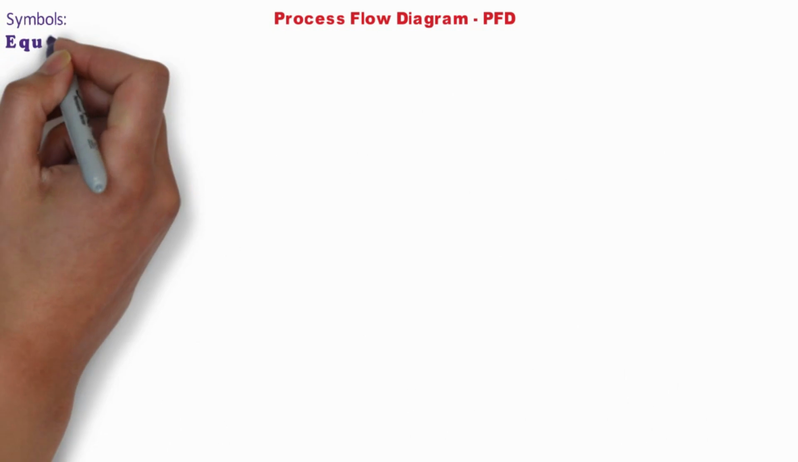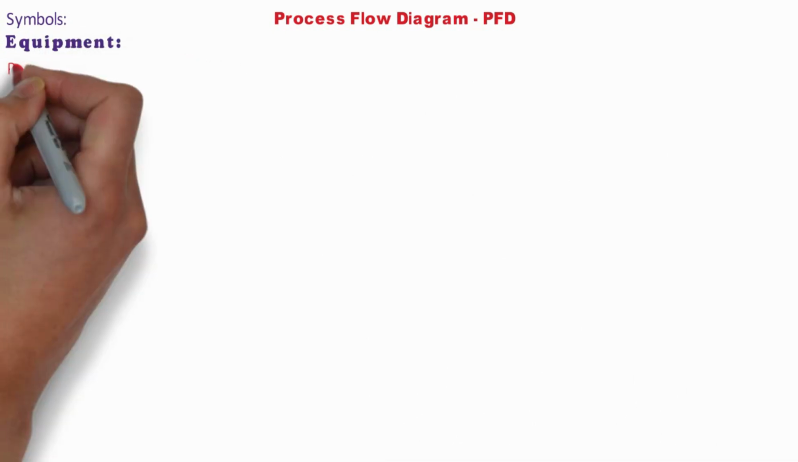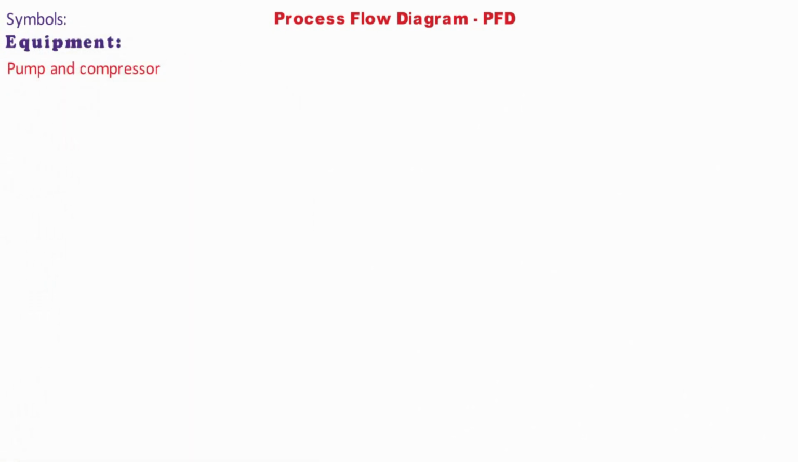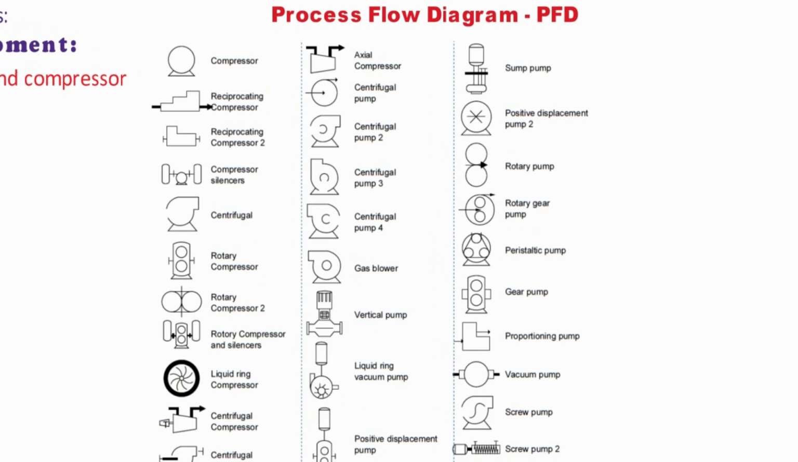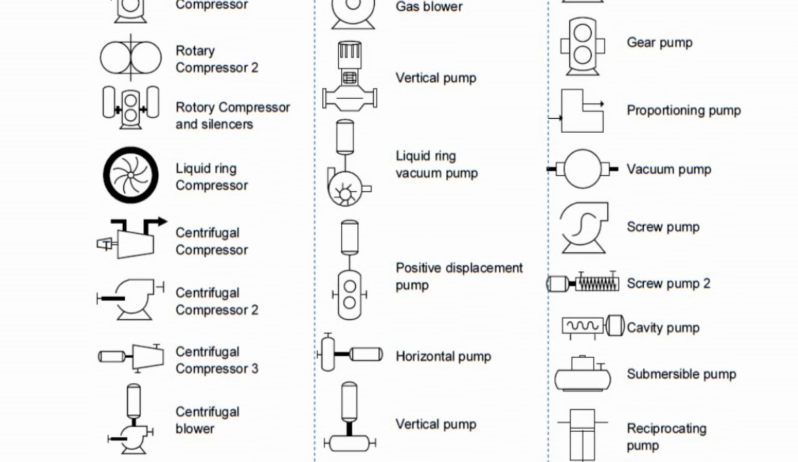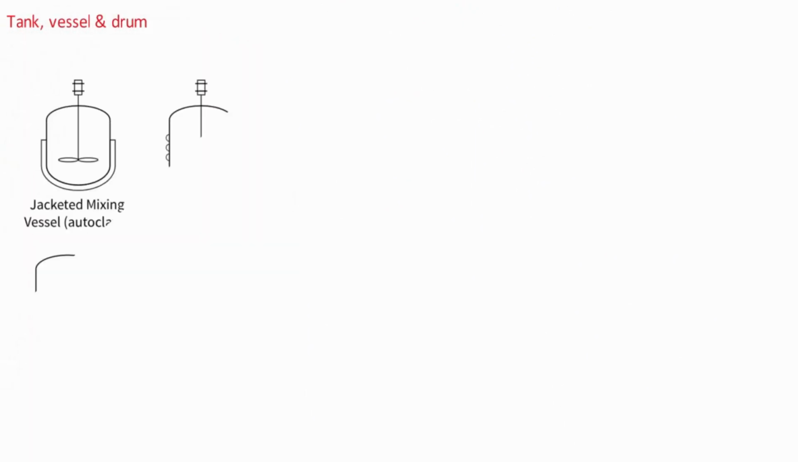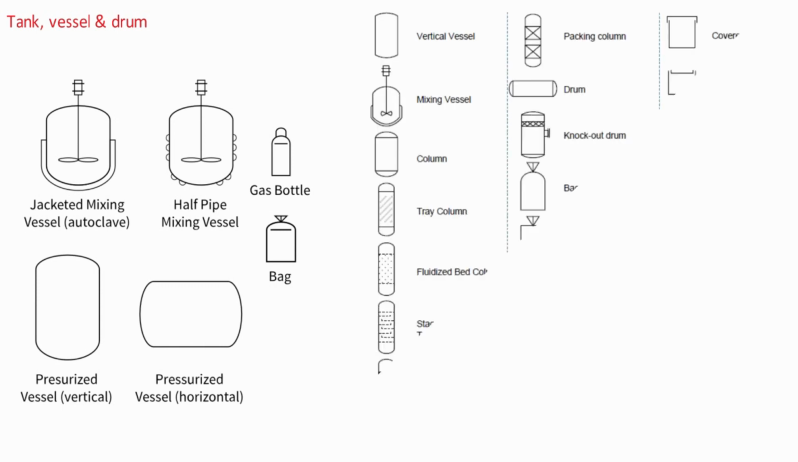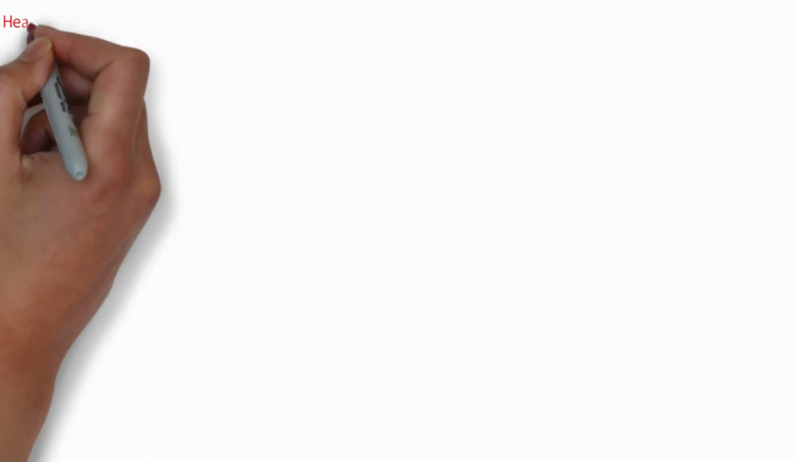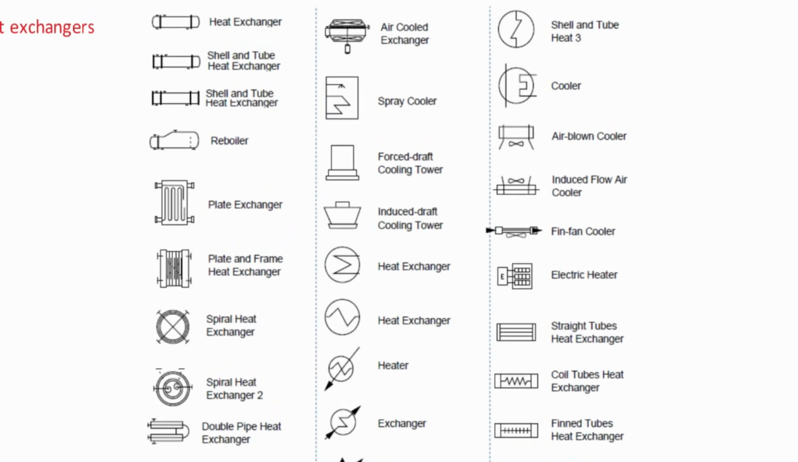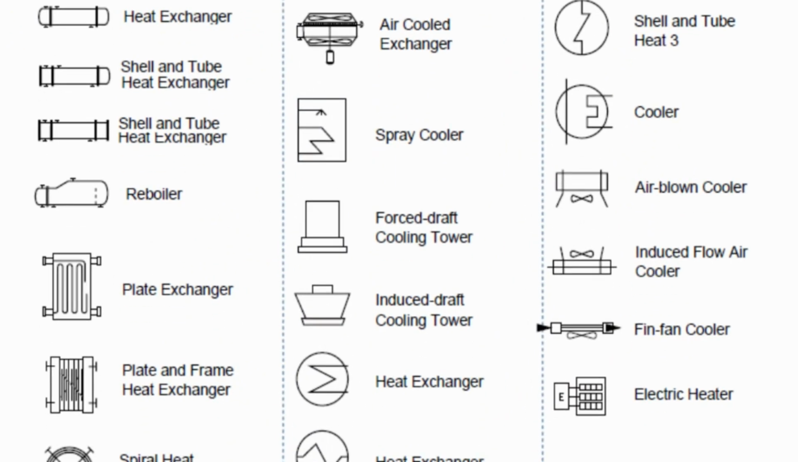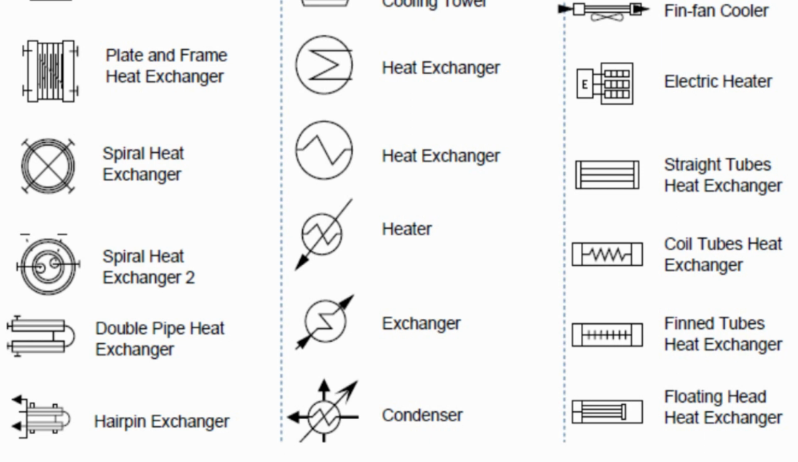Now let's see some graphical representations used to refer to various equipment like pumps and compressors. You can see on your screens various pumps and compressors, tanks, vessels, and drums. The picture on your screen shows different types of tanks, vessels, and drums. Refer to this picture for different types of heat exchangers, air coolers, heaters, etc. These are similar symbols used in P&ID.